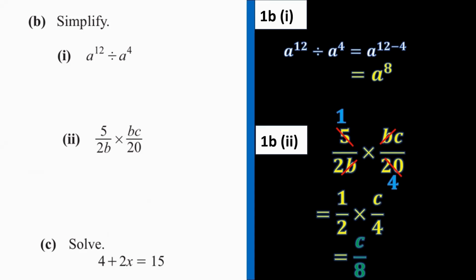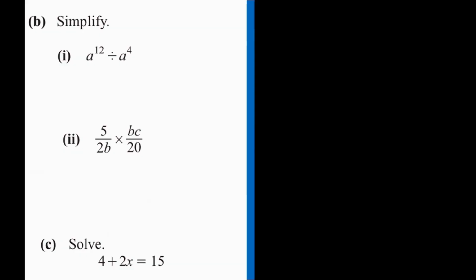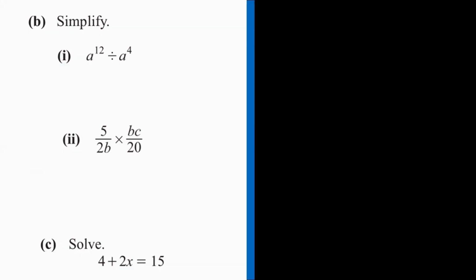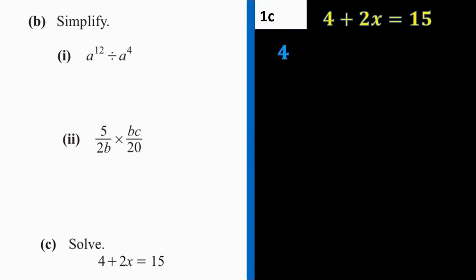We move on to the C part of this question. Here we are asked to solve 4 plus 2s equals 15. How do we handle that? 4 plus 2s equals 15. We are going to subtract 4 from both sides. We are using the balancing method.